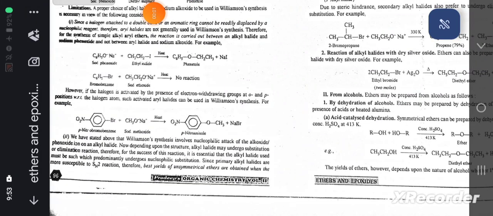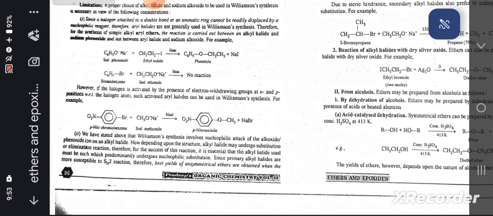However, if the halogen is activated by the presence of electron withdrawing groups at ortho-para positions with respect to the halogen atom, such activated aryl halides can be used in Williamson synthesis. For example, para-nitrobromobenzene with sodium methoxide gives rise to para-nitroanisole in the presence of heat.